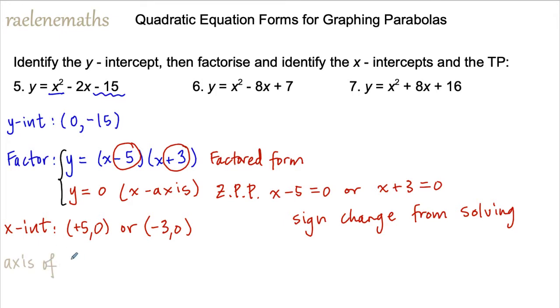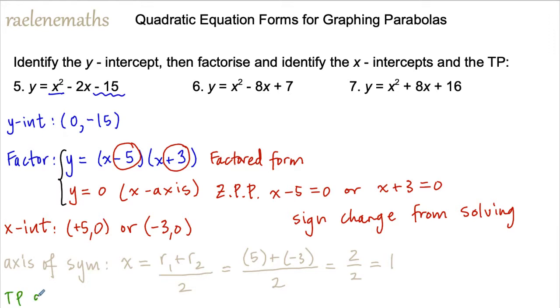Next, we can use those x-intercepts to come up with the axis of symmetry, which is a vertical line at the midpoint of the x-intercepts. So we add the two x-intercepts together and divide by 2. The midpoint, or the average of 5 and negative 3 then, is going to give us 2 over 2, which is equal to 1. And so we have that the x-coordinate of the axis of symmetry, and therefore the x-coordinate of the turning point, is located at 1.